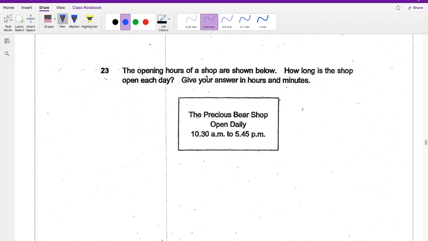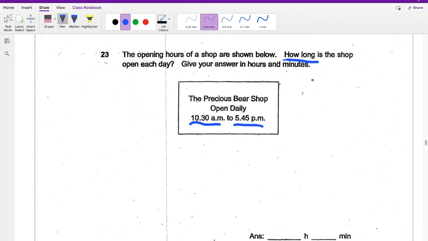Question 23. The opening hours of a shop are shown below. How long is the shop open each day? We just use the end time minus the start time. The end time is 5:45 and the start time is 10:30. We want to give the answer in hours and minutes, so we can convert to 24 hours. Plus 12, this is 17:45. From 10:30, you have 7 hours, and for the minutes, from 30 to 45, 15 minutes.